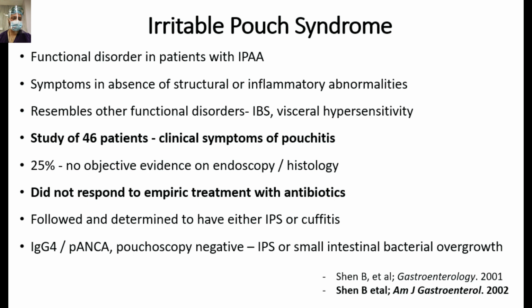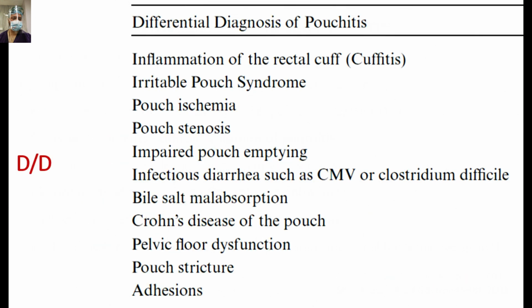If the IgG4, Pianka and pouchoscopy are all negative, then we have to consider the diagnosis of IPS or small intestinal bacterial overgrowth. These are all differential diagnoses of pouchitis: colitis, irritable pouch syndrome, pouch ischemia and stenosis, impaired pouch emptying, and infectious diarrhea such as cytomegalovirus or Clostridium difficile.